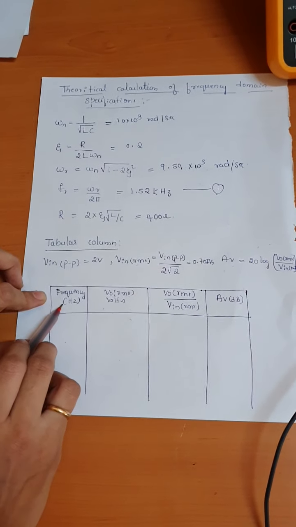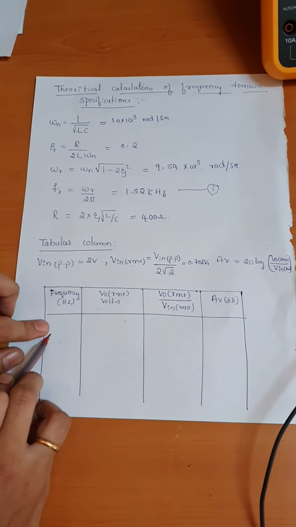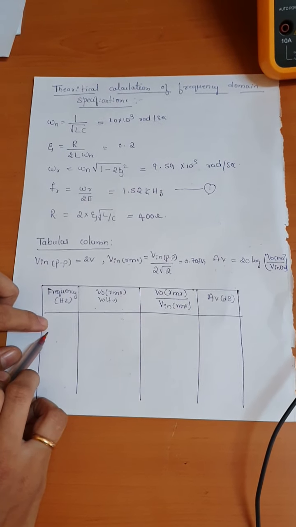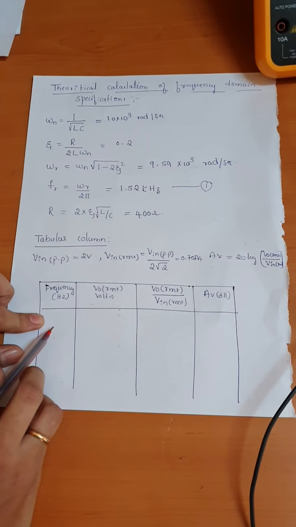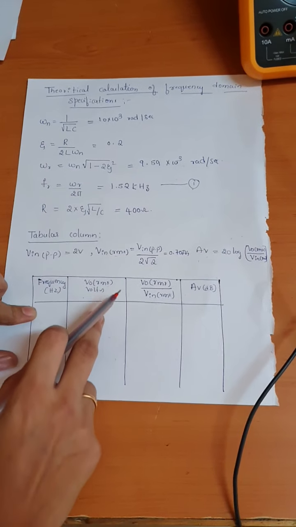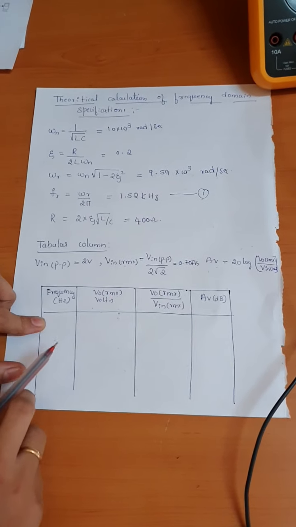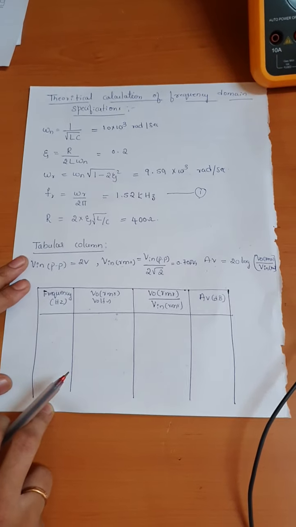Now we can start taking the frequency from 100 hertz, or even from 200, increasing in steps of 100, and we need to continue taking the readings. V naught, the output voltage across the capacitor, also needs to be measured. We need to continue this beyond a frequency of 1.5 kilohertz, up to 155 kilohertz.